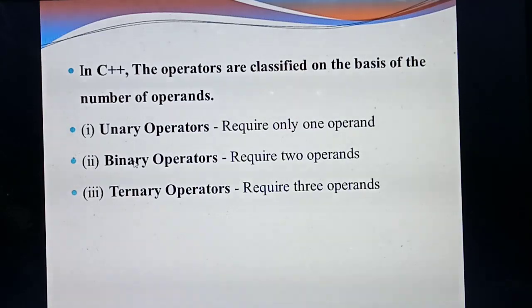So understand what do you mean by unary? Unary means it will require only one operand. That means A or B or C, any one. Binary means it will require 2 operands. That means A plus B or A minus B. Ternary means 3. For example, A plus B plus C or A into B into C. 3 operands it will require. So understand the difference between unary, binary and ternary?